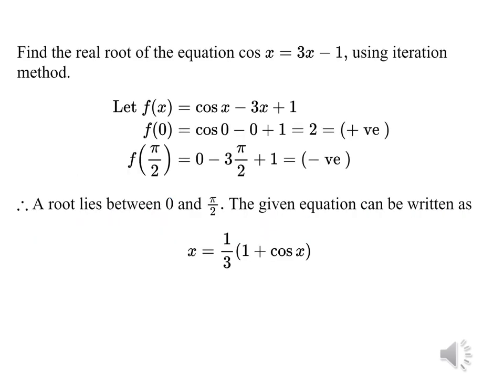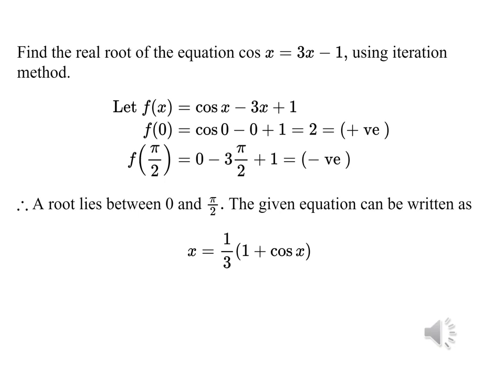Now let us try to solve one equation, or find a root of an equation. cos x is equal to 3x minus 1. To solve this, first of all, let's take f of x equal to cos x minus 3x plus 1. Now we try to find the behavior of the function, whether it is changing from positive to negative value. So we substitute different values, usually starting with 0.